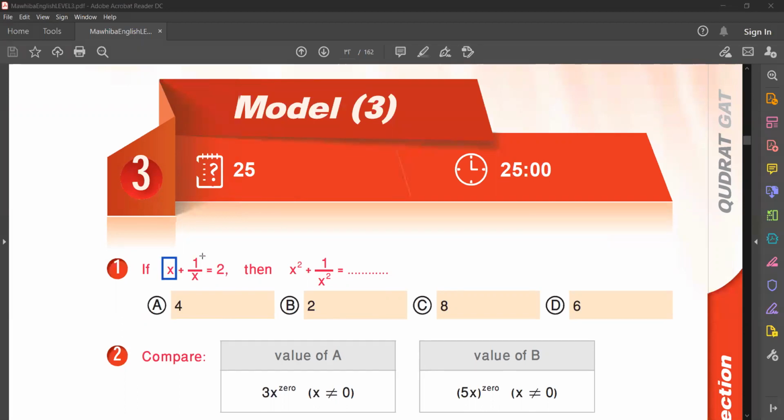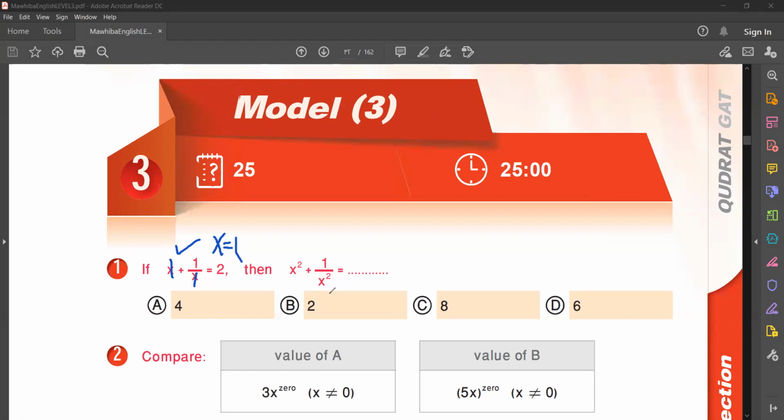Here x and here 1 over x. Maybe we suppose what is x. If you add x plus 1 over x, we can suppose that maybe x equals 1. You can write x equals 1 here and here 1. So 1 plus 1, it is 2. It is correct, right? Then we find x equals 1. We can write it here.